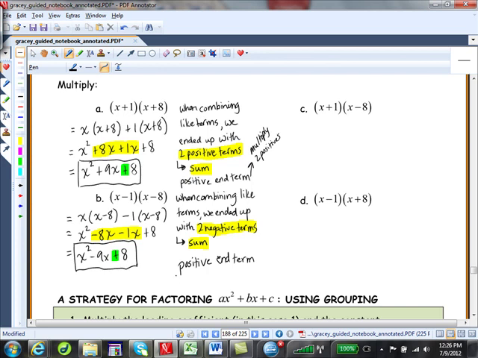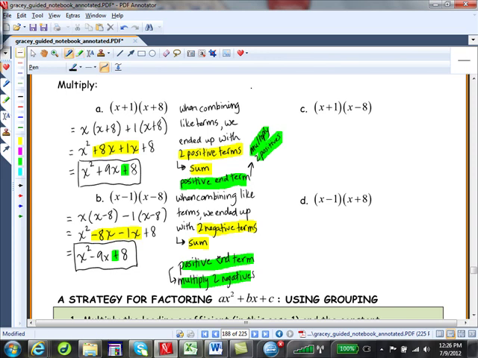And here we multiplied two negatives, because a negative times a negative is a positive. So when you have a positive end term, you will always end up with a sum of either two positives or two negatives when you're combining like terms.